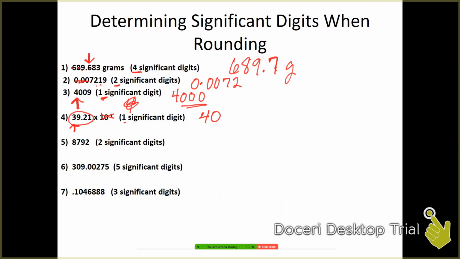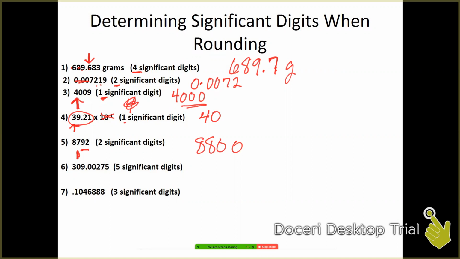All right, anybody get something for number 5? 2 significant figures. 8,800, exactly. 7 is my second significant figure because there's a 9 behind it. I would raise it up to 8, but once again, I've got to put placeholders. I can't go from 8,792 to just 88.